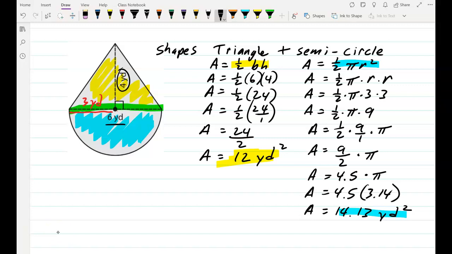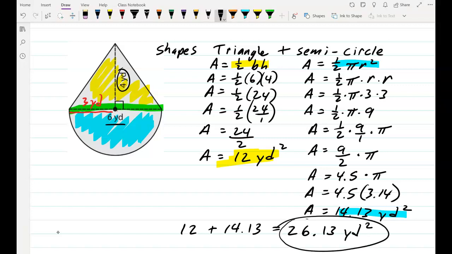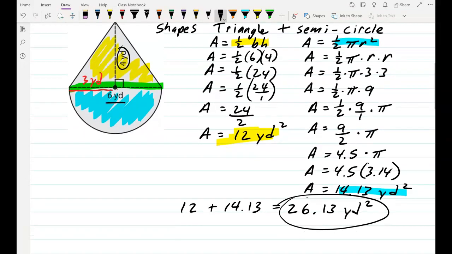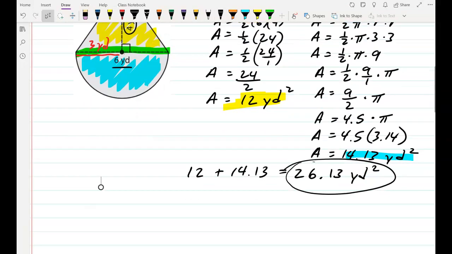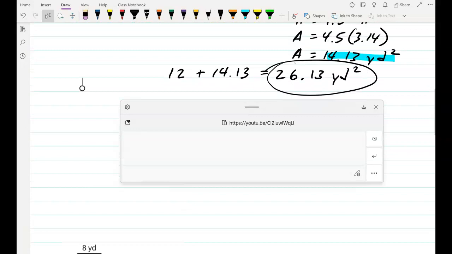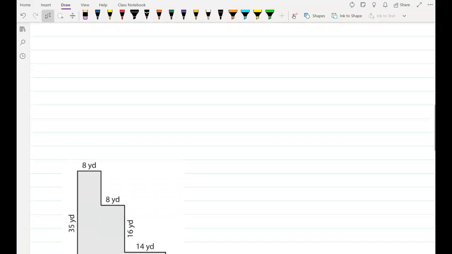Okay, so now all that's left to do is add our two areas together. The area of the triangle is 12. The area of the half circle, the semicircle, is 14.13. We add those two together and you get 26.13 square yards. And there you go. Find the shapes inside the composite shape and add them together. Okay, let's move on to our next one.